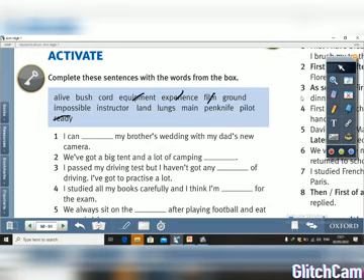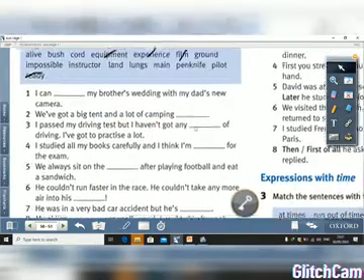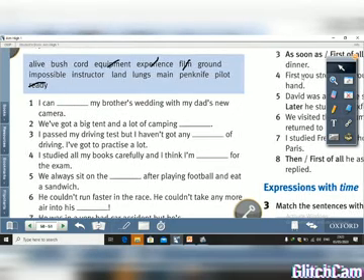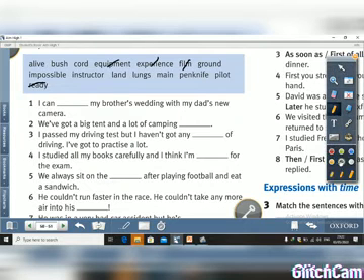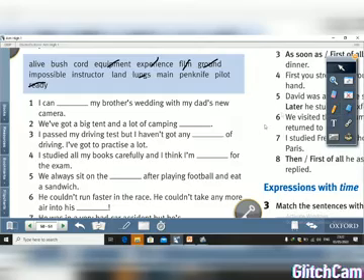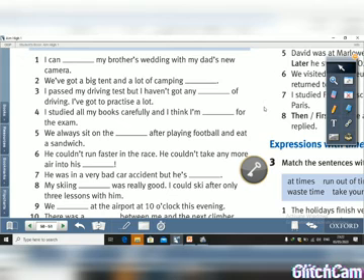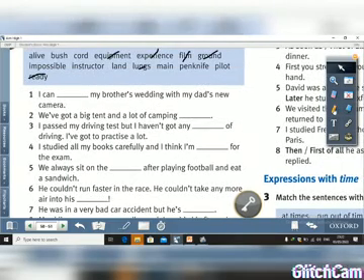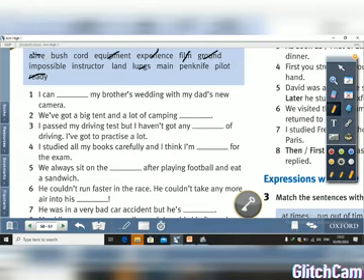Number five. We always sit on the ground after playing football and eat sandwiches. We always sit on the ground. Yes. Number six, he couldn't run faster in the race. He couldn't take any more air into his lungs. Number seven, he was in a very bad car accident, but he is, yes, he is alive. Yes.